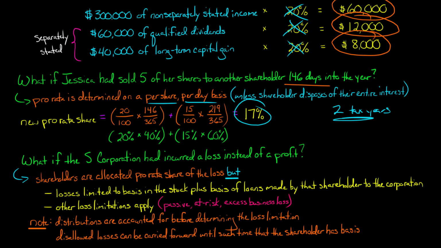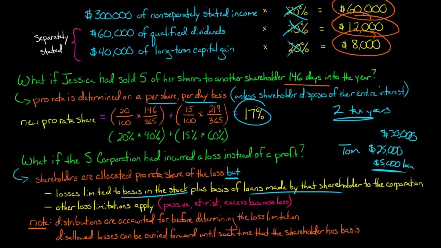corporation. However, the loss that they're going to be able to deduct is limited to their basis in the S corp stock, plus the basis of any loans that they have personally made to that corporation. Let's say that we're talking about someone named Tom, and Tom's basis in his S corp stock is $25,000. And he also made a $5,000 loan to the S corp. So his basis in the loan is $5,000, and his basis in the stock is $25,000. So in total, he could deduct a loss of $30,000.